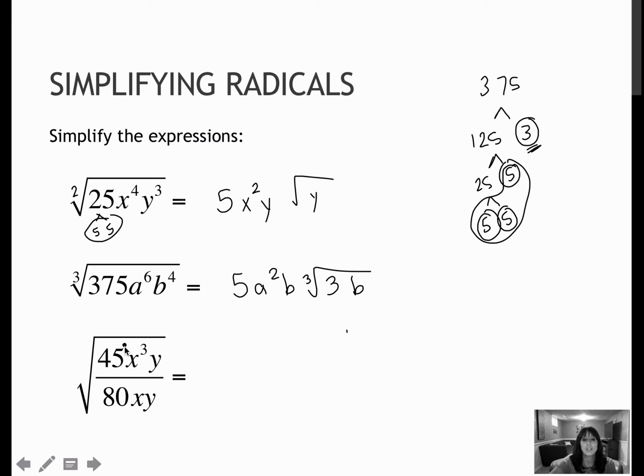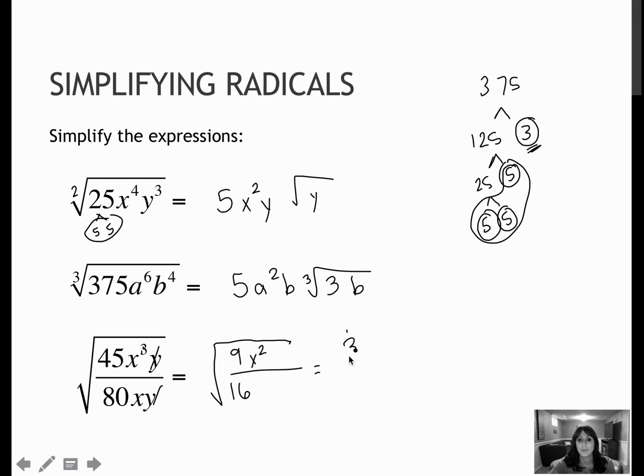Last one, again, just as we did before, if you have a fraction like this, I would go ahead and reduce that fraction before you take the square root. So in this case, I would say divide by 5. So I'm going to leave it inside the square root. I'm going to get 9 on top. If I divide this by 5, I get 16. I'm going to reduce. I have 3 x's and 1 x, which gives me 3 minus 1, or 2 x's. And then I'll reduce my y's. Y divided by y cancels out. So really, I'm taking the square root of this.